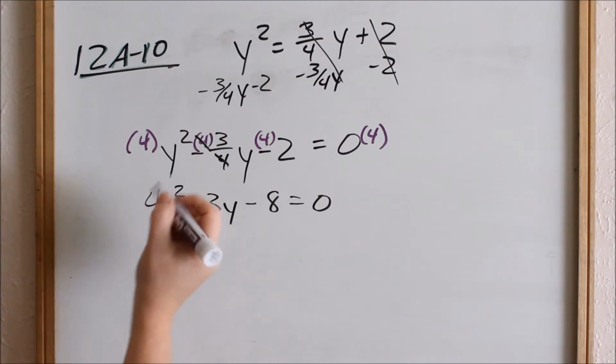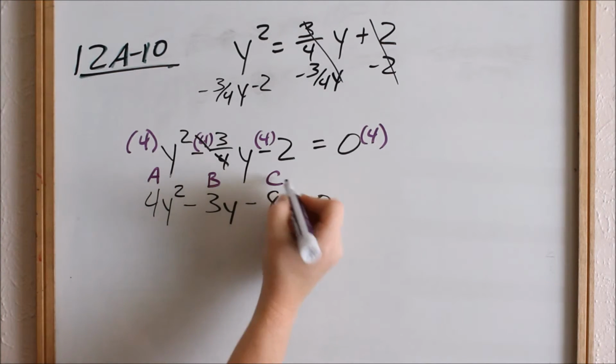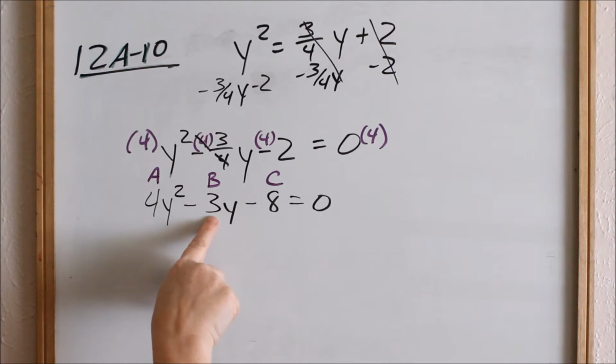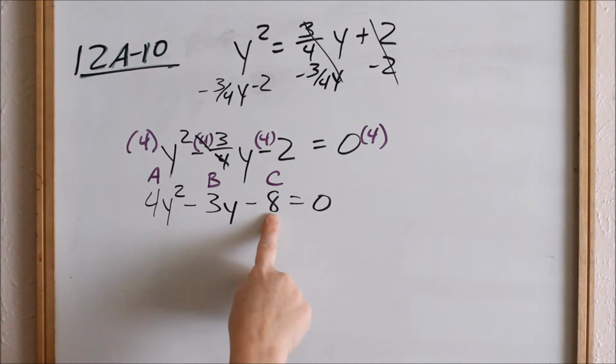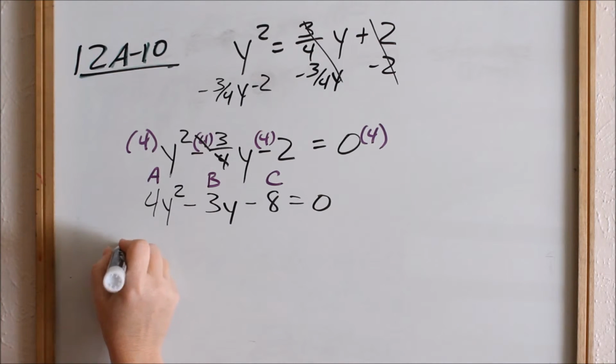Now, I like to label. That's my A, that's my B, that's my C. Be careful with your negatives. B is negative 3. C is negative 8. The sign in front of the number goes with the number. Now we're ready to plug it into the quadratic formula.